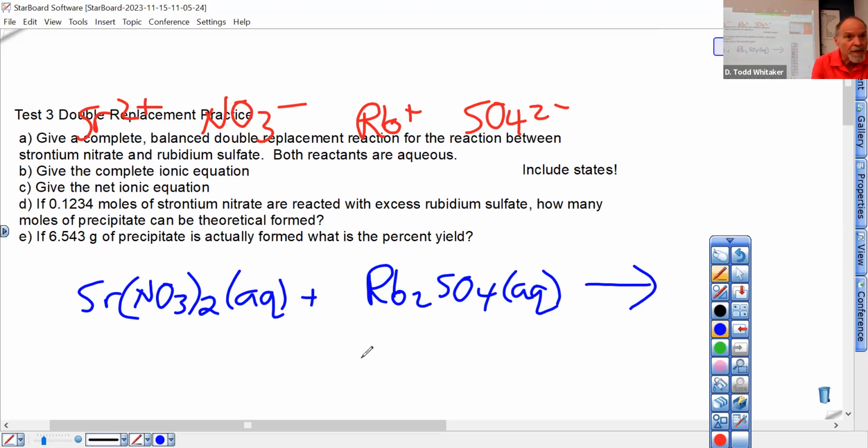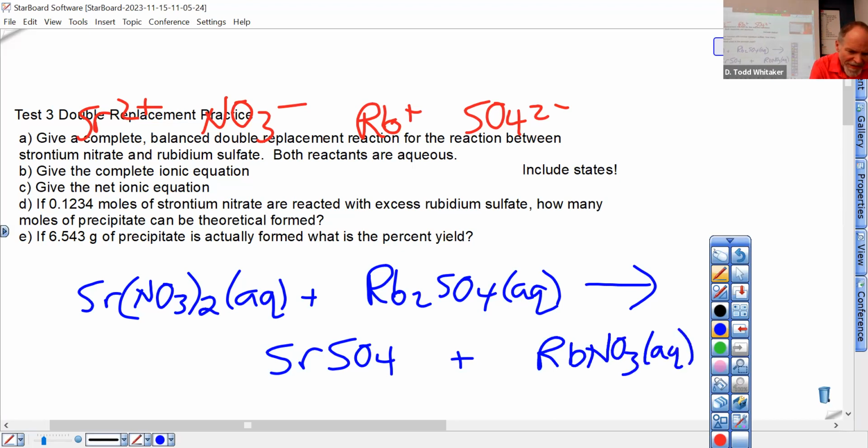How'd you know that? That's good. Well, why didn't you cross strontium with rubidium? I need cation anion. Yes. SrSO4. How come it's just one of each now? The 2 and the 2 cross over, and then you simplify. That cancels out. Exactly. And what about the other product? It's got nitrate in it, so I know I'm going to put aq. RbNO3, aq.